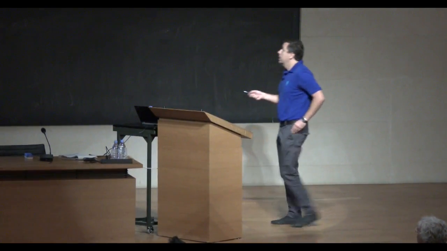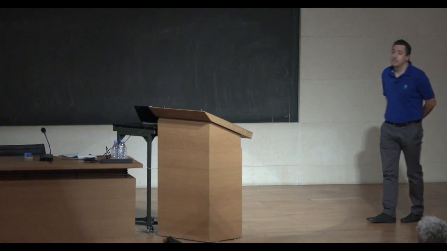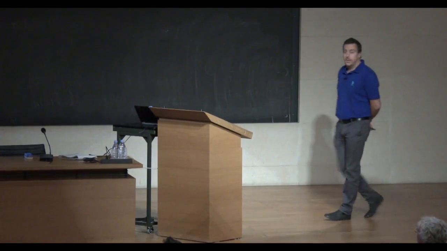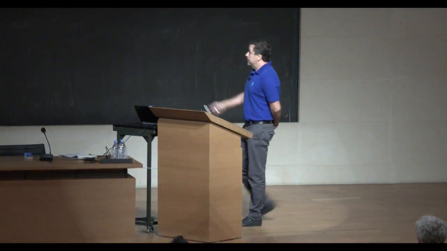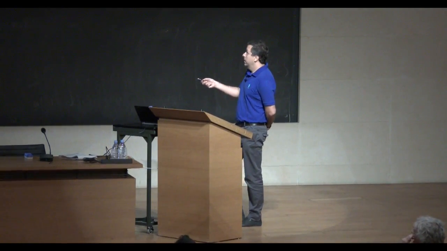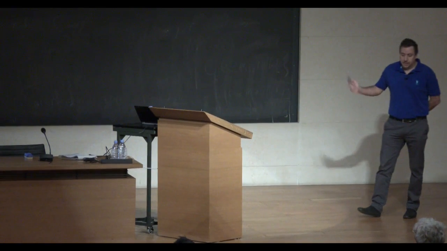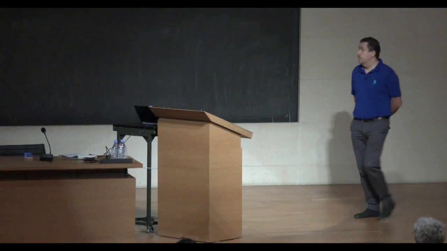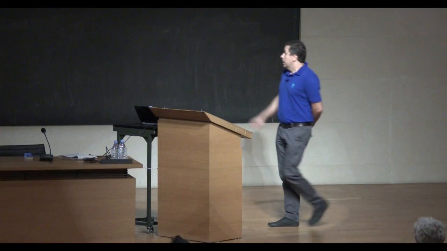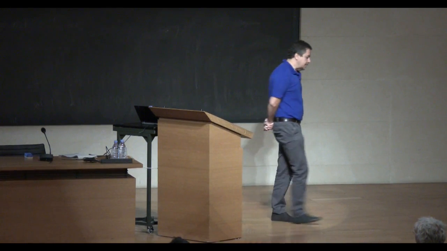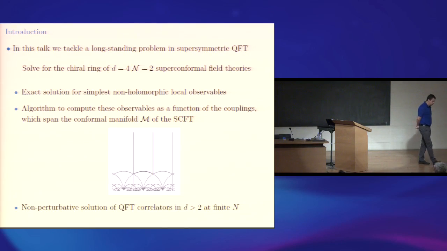So in this talk, we will tackle a long-standing problem in supersymmetric quantum field theory, which is the solution of the chiral ring of, in particular, four-dimensional N=2 superconformal field theories. I will summarize how you can find an exact solution for the simplest class of non-holomorphic local observables that you can define in these theories.